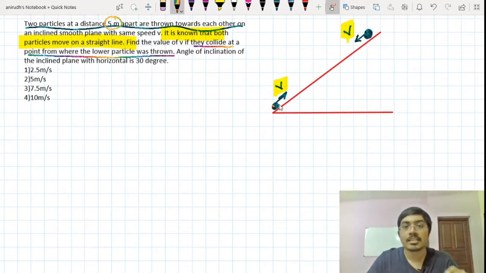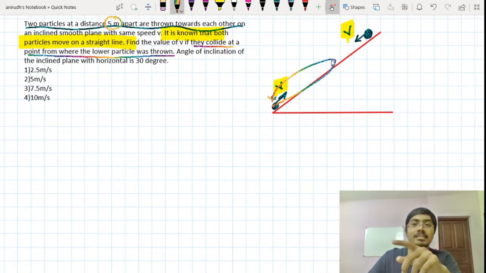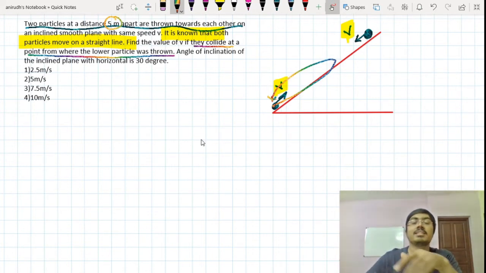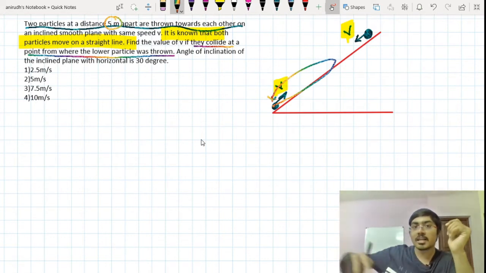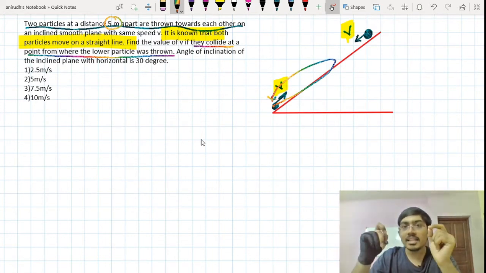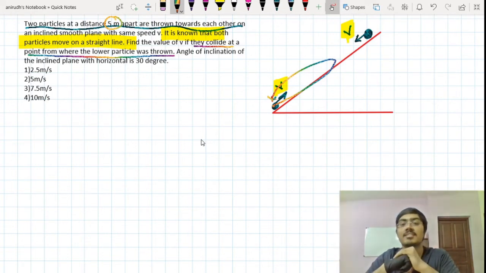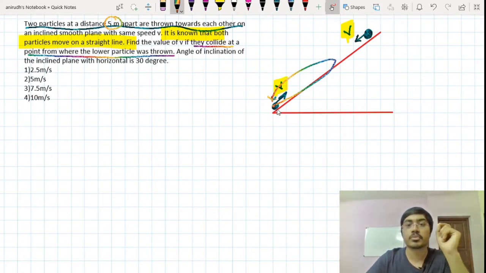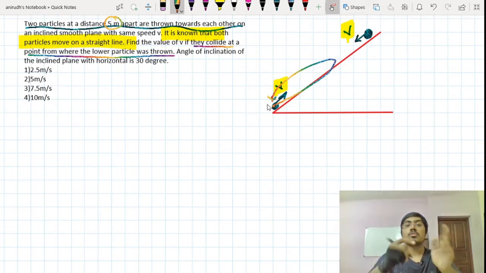So that means the lower particle went up somewhere like this, then it came back like this, and it reached its initial position. When the lower particle went up and came back, and when it reached its initial position, the upper particle comes down and hits the lower particle. So the lower particle completed its entire motion, and then the upper particle is colliding with it. That is why they are saying that both of them are colliding at the initial position of the lower particle. So the lower particle went all the way up, it came all the way down, and when it reached over here, the upper particle also reached over here, and they are colliding here.